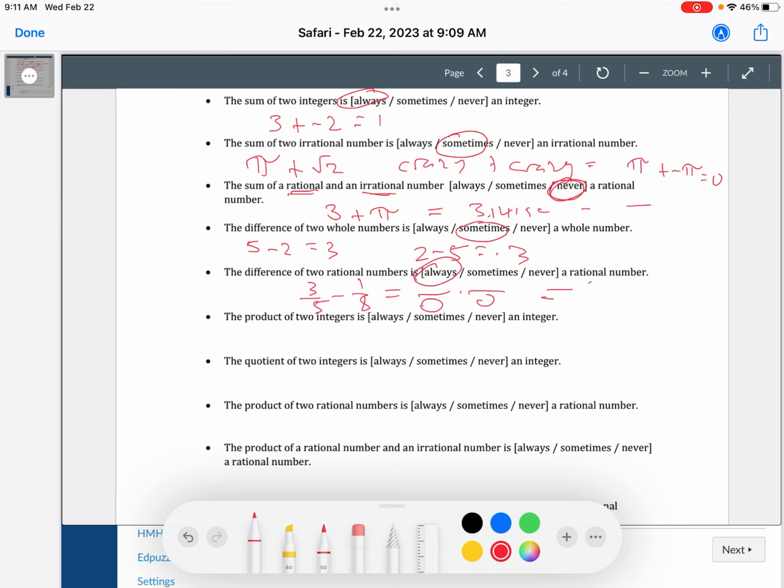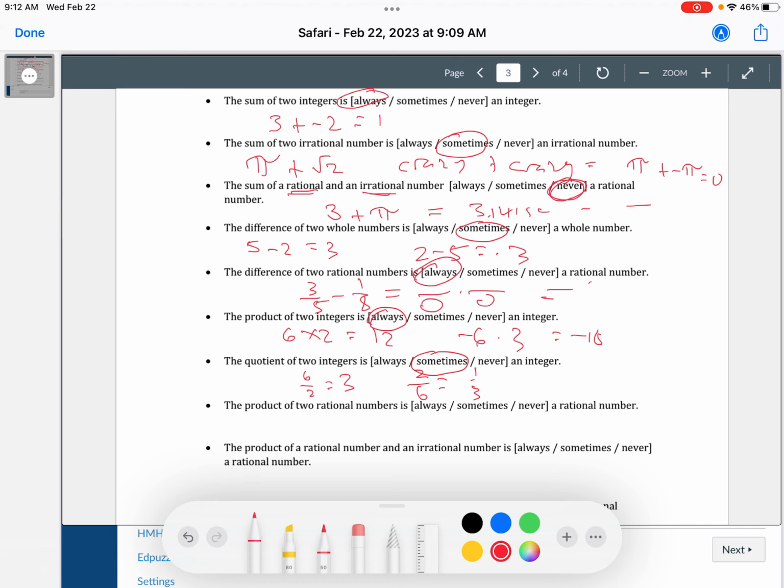Product of two integers, sometimes, always, or never an integer. Think about this one. Okay, 6 times 2 is going to be 12. That works. Negative 6 times 3, negative 18. I'm going to go with always on this one. I can't think of a case where you multiply a couple of integers and you get like a fraction or something. This next one, though, is different. What do you think? Quotient. Quotient means divide. Yeah, if you got something like 6 divided by 2, that's 3. 3 is an integer. But if you got something like 2 divided by 6, that's 1/3, which is not an integer, so we're going with sometimes on that.